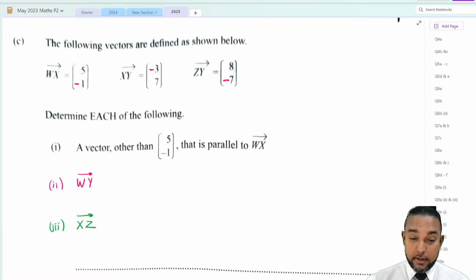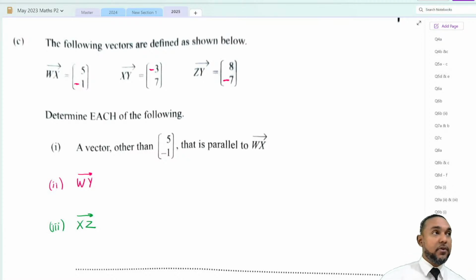Okay, guys, let's take a look here. So we have three vectors: WX, which is (5, -1), XY, which is (-3, 7), and ZY, which is (8, -7). Now, those are not coordinates, those are vectors. What a vector tells us is how to get from one point to the next. So in the case of WX, W is the start point, X is the end point, and the arrow on top indicates the direction of travel from W to X.